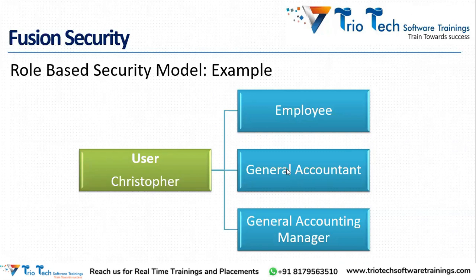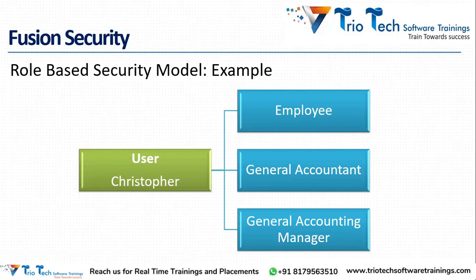General accountant is with respect to the general ledger application. General accounting manager is also with respect to the general ledger application. The general accounting team is there, right, who are supposed to finalize the statements, finalize the books of accounts. So they are part of the general accounting team.